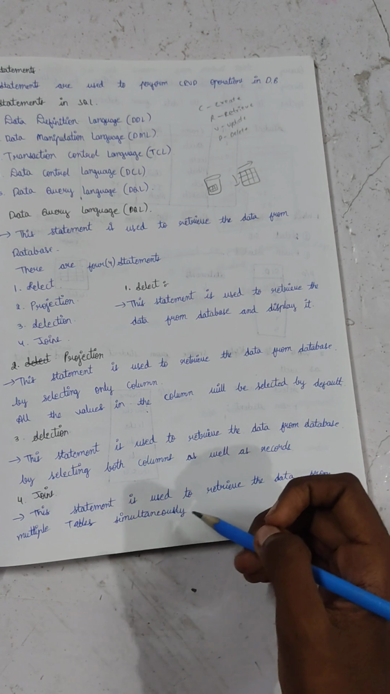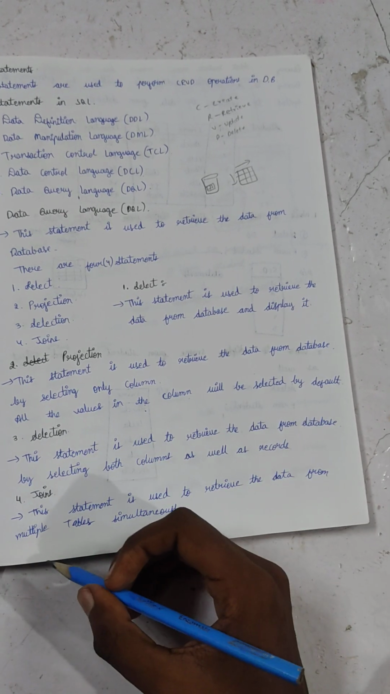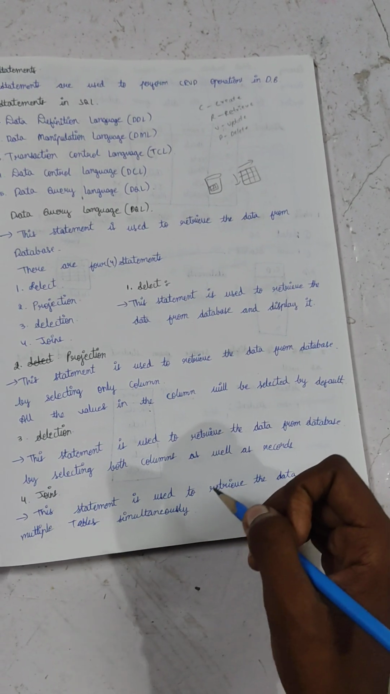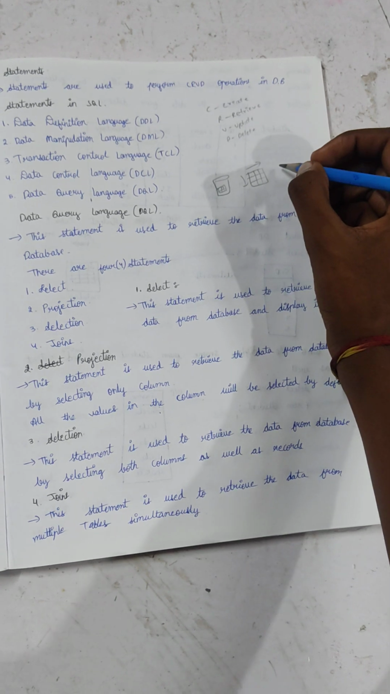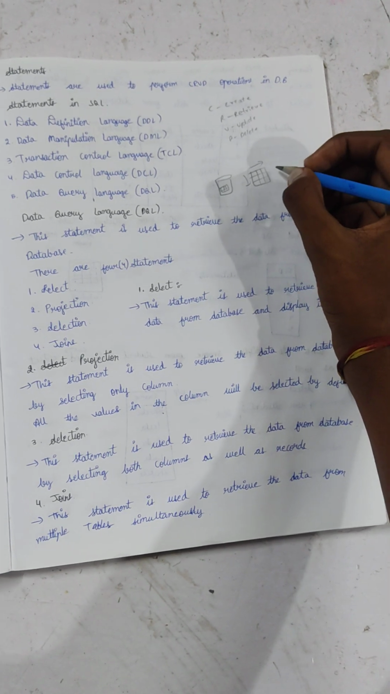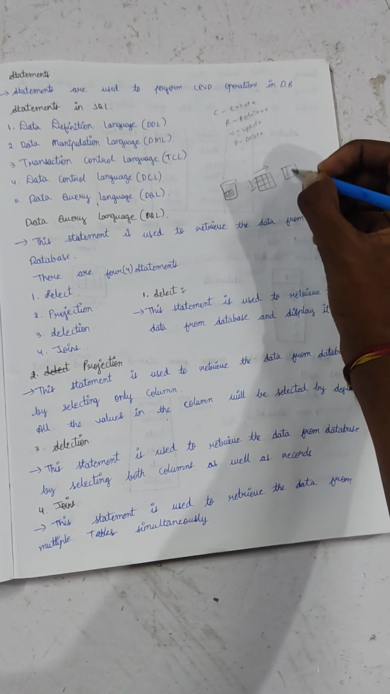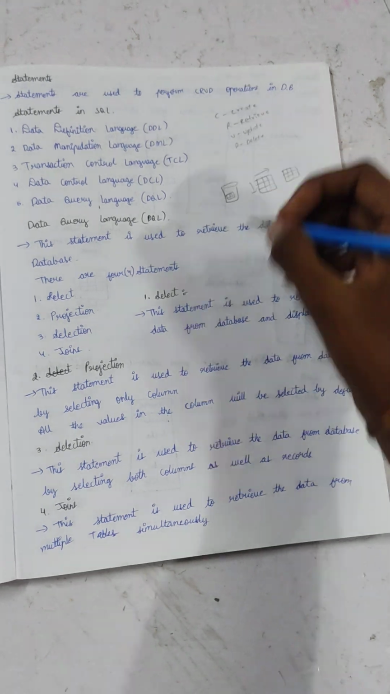Joins. This statement is used to retrieve the data from the database from multiple tables simultaneously. We can retrieve the data from two tables or multiple tables by using joins.